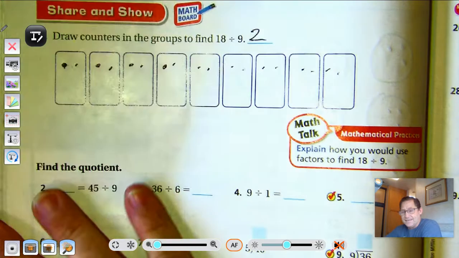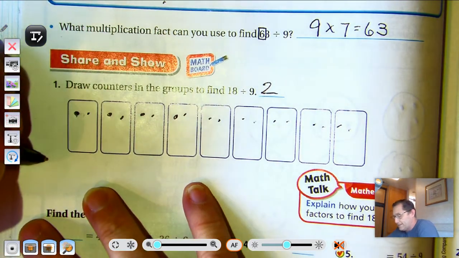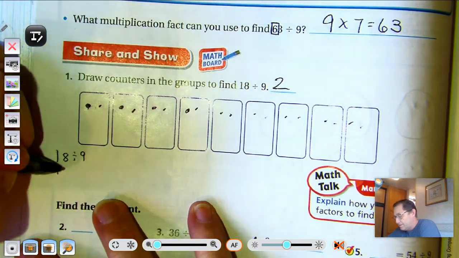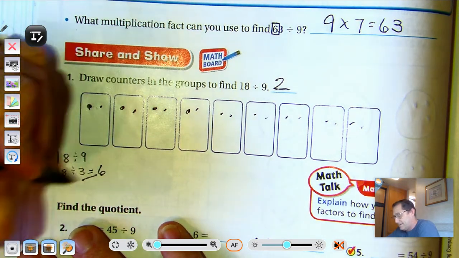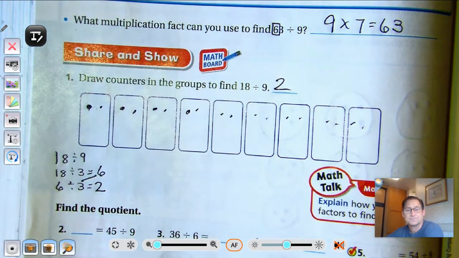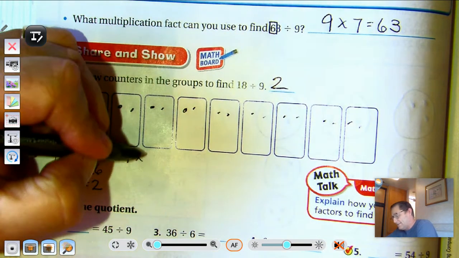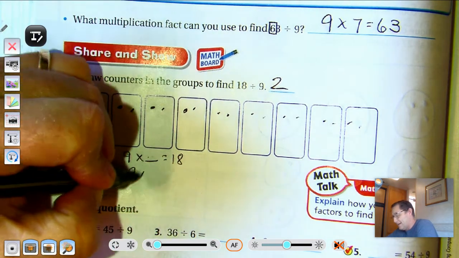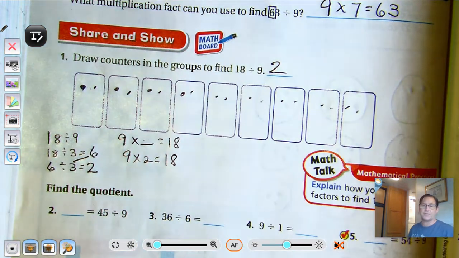I want to go ahead and show a couple of different ways too, to practice. 18 divided by 9. Let's use factors. Divide 18 by 3 first. That's 6. Now take that 6 and divide by 3 again. We get 2. 9 times what is 18? That would be a related math fact. 9 times 2. So any of these 3 strategies work really well.